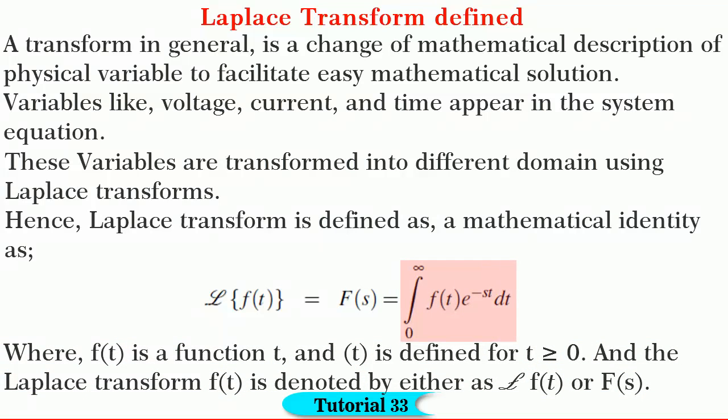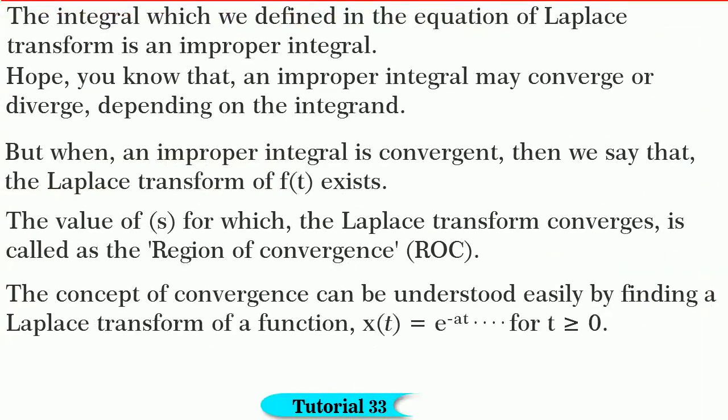If the integral which we defined in the equation of Laplace transform is an improper integral, you know that an improper integral may converge or diverge depending on the integrand. When the improper integral is convergent, then we say that the Laplace transform of f of t exists. The values of s for which the Laplace transform converges is called as the region of convergence.